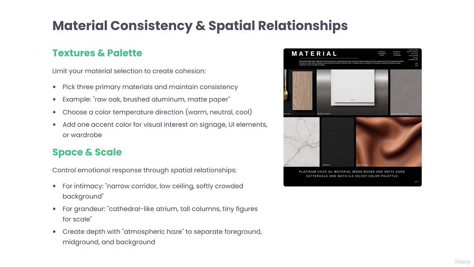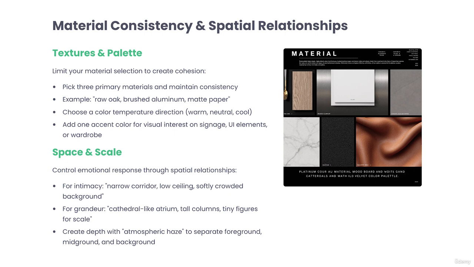Textures and palette glue the world together. Pick 3 materials and stick to them. Raw oak, brushed aluminum, matte paper, or wet asphalt, chrome, neon signage. Name a color temperature direction, warm, neutral, or cool, and one accent color that can pop on signage, UI, or wardrobe. Consistency beats complexity.